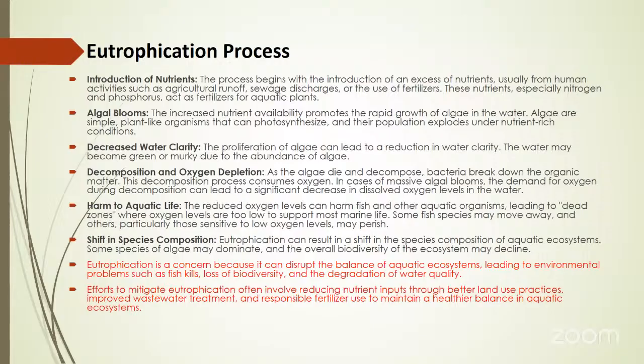So what will happen? There will be algal blooms. The increased nutrient availability will now promote the rapid growth of algae in the water. Algae are simple plant-like organisms that can photosynthesize, and their population explodes under nutrient-rich conditions. That is why you see everywhere turn green on the surface of the water. And when there's algal bloom, the next thing that will happen is that there will be a decrease in the water clarity. You cannot see the water surface again.